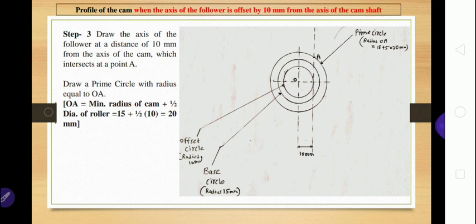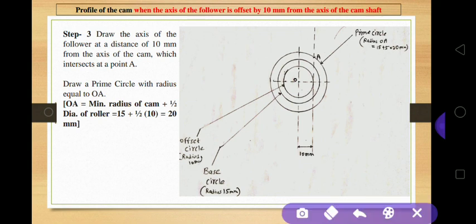This prime circle radius OA can be found as OA is equal to the minimum radius of the cam plus 1/2 of the diameter of the roller. Here the roller diameter is given as 10 mm, therefore 1/2 of the roller diameter will be 5, and the minimum radius of the cam is 15. 15 plus 5 will become 20. Therefore we will draw the prime circle with radius equal to 20.